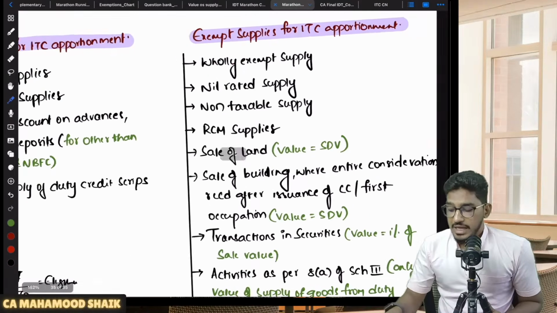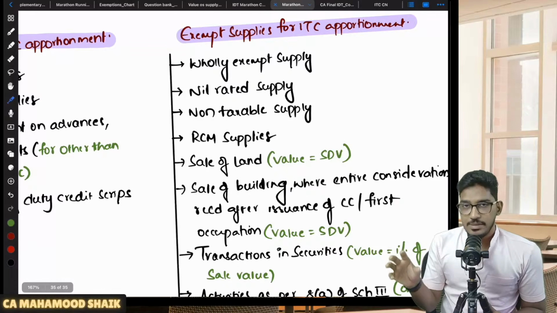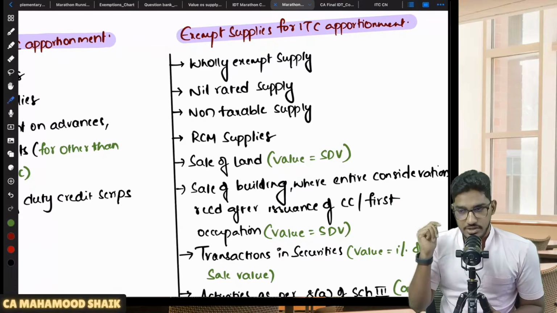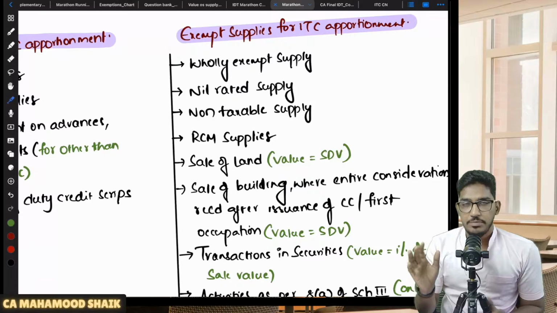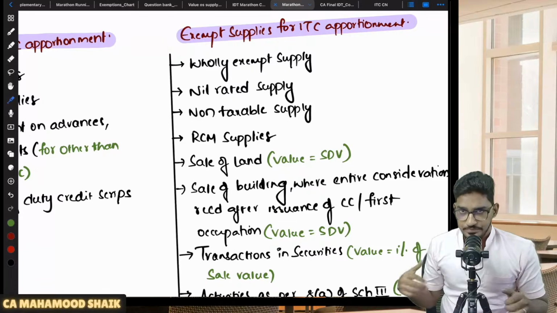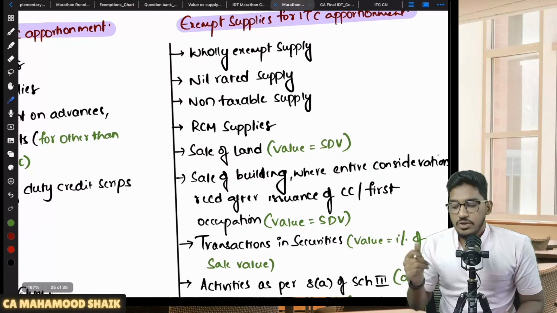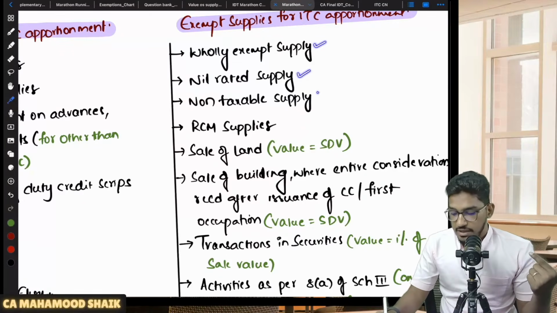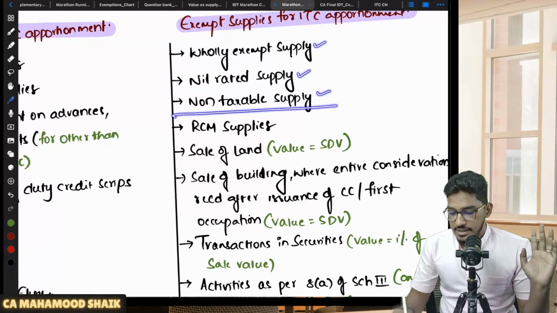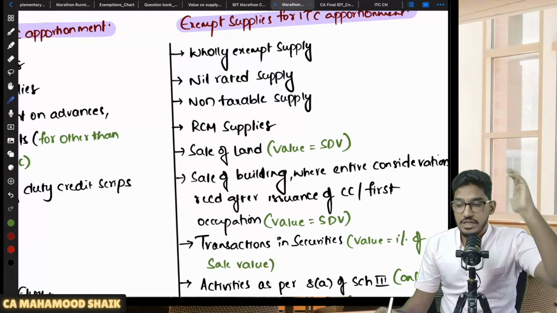Then what will come under exempt supplies? Whatever ITC is attributable to these exempt supplies will not be eligible. So now they have expanded, only for the limited purpose of apportionment, the scope of exempt supplies. For the purpose of ITC apportionment, what and all will be considered as exempt supplies? Number one, wholly exempt supply, nil rated supply, non-taxable supply. Till here everything is the same.